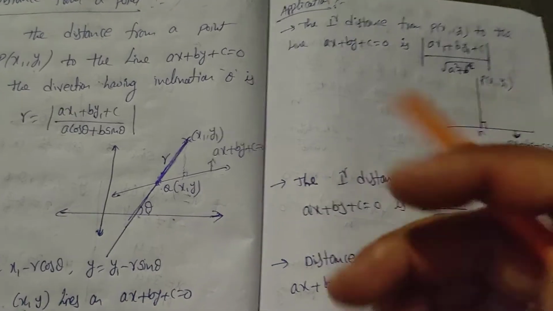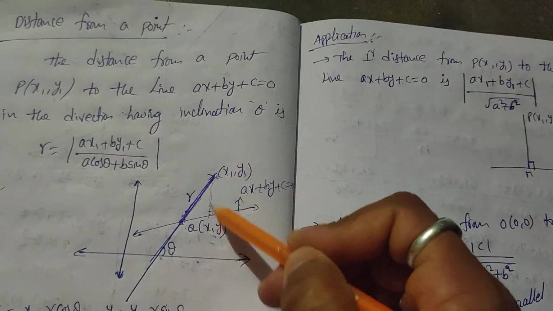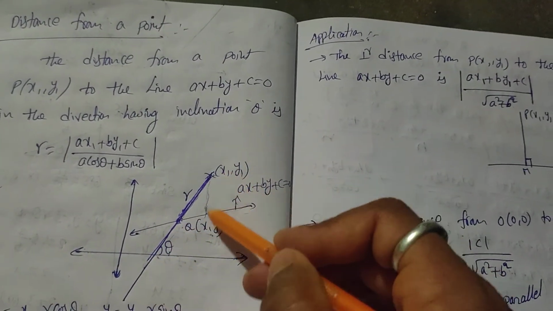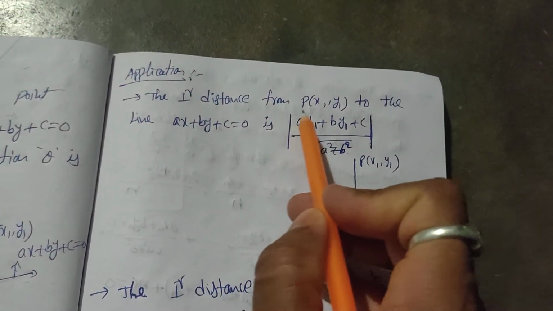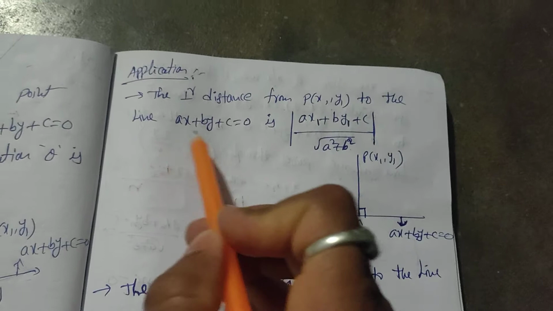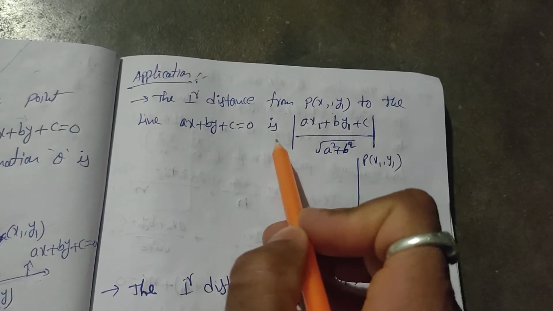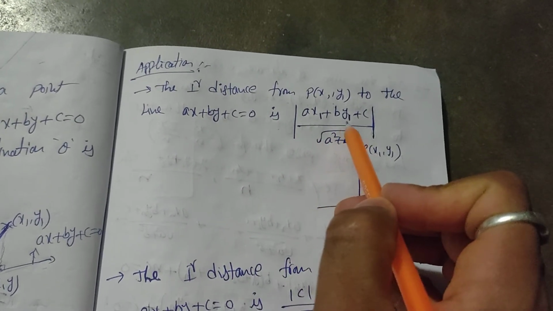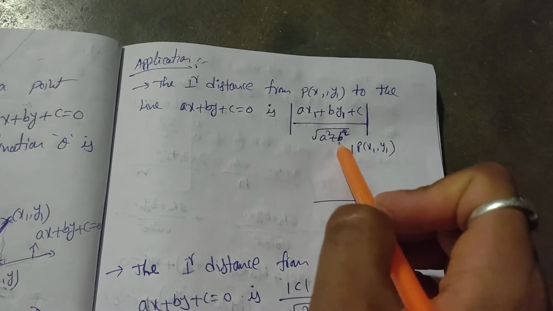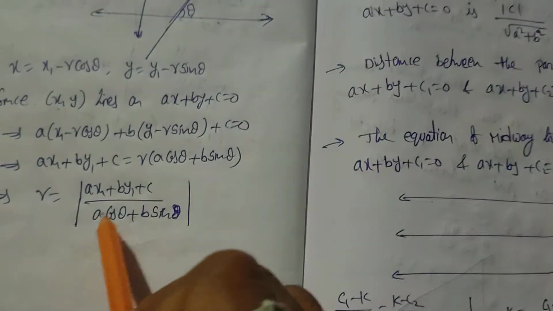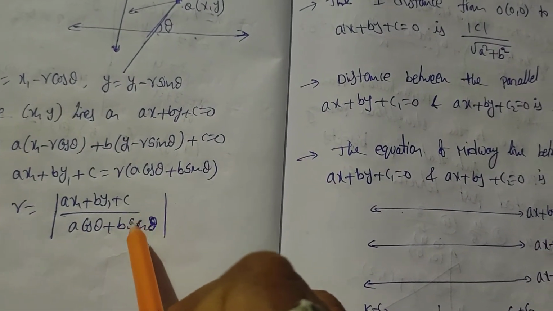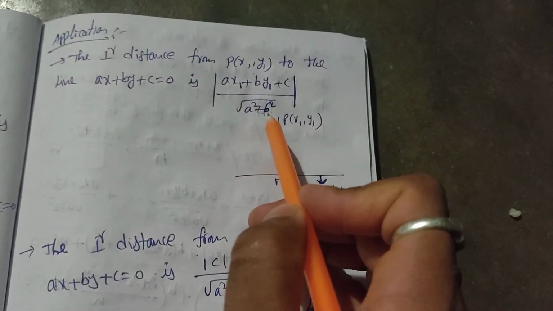Next, based on this one, we have one application. If you want to find out the perpendicular distance, see here. The perpendicular distance from P(x1, y1) to the line ax + by + c = 0 is the modulus of (ax1 + by1 + c) divided by root over a square plus b square. So the numerator is the same, ax1 + by1 + c, but here the denominator is root over a square plus b square.